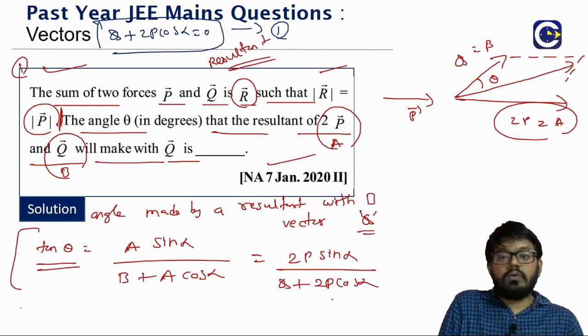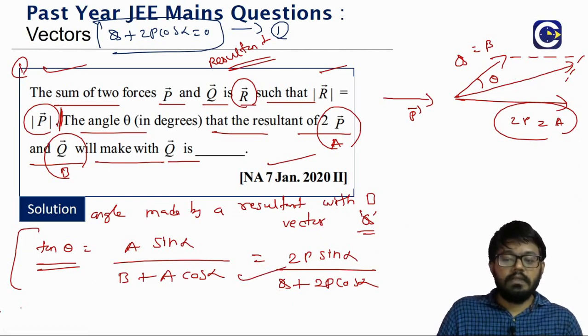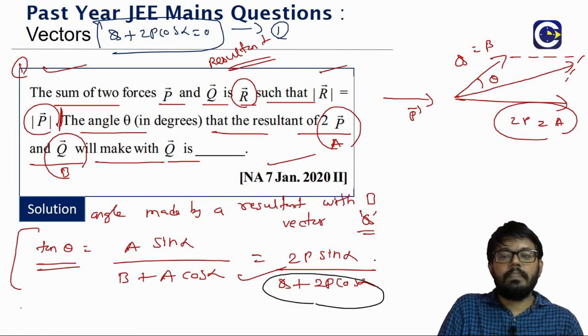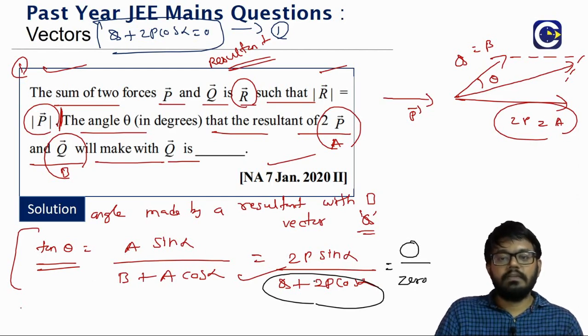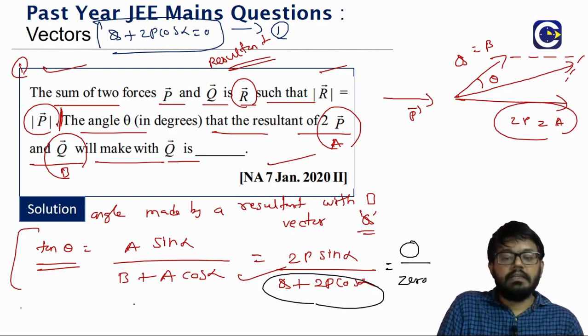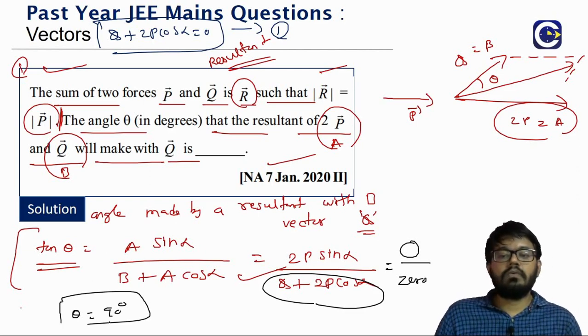Now here we don't know alpha, but look at the denominator. Q plus 2P cos alpha. From the first statement of the question, Q plus 2P cos alpha is 0, which means tan theta has something in the numerator divided by 0. Anything by 0 is infinity. If tan theta is infinity, then theta must be 90 degrees.